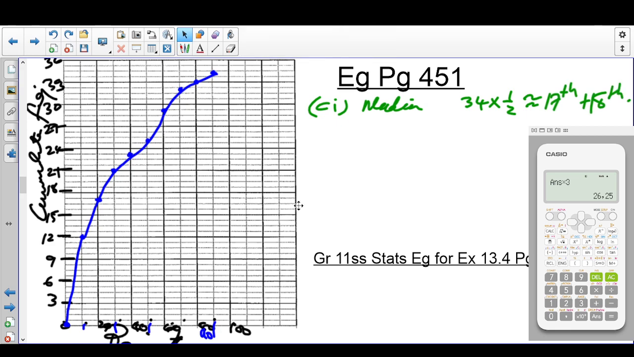Okay. Let's just check here. It's going to be 34 divided by 2. 17, yes, 17 and 18. There we go. That is 18, so approximately here. As you can see, it is just more than this value, which is 20. And so I would have gone with the median is approximately 22.